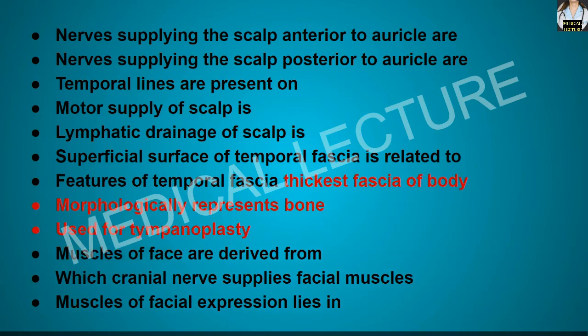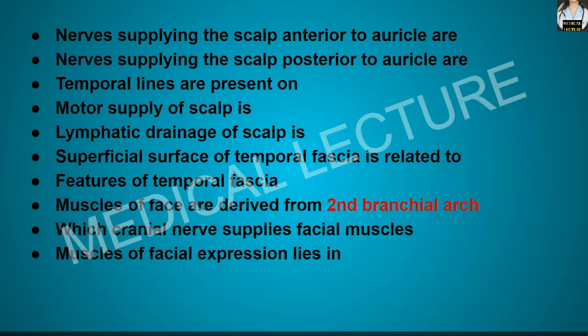Features of the temporal fascia. First of all, remember temporal fascia is the thickest fascia of the body and morphologically it represents the bone, and it is used for tympanoplasty. Muscles of the face are derived from the second branchial arch. Which cranial nerve supplies the facial muscles? The 7th cranial nerve, that is the facial nerve. Muscles of facial expression lie in the superficial fascia.